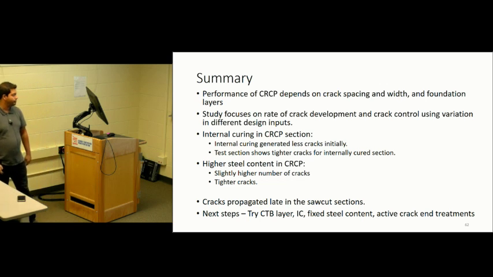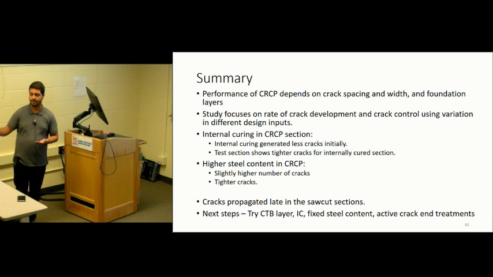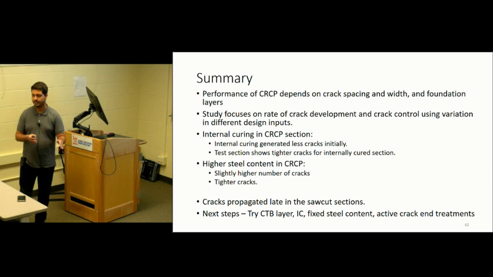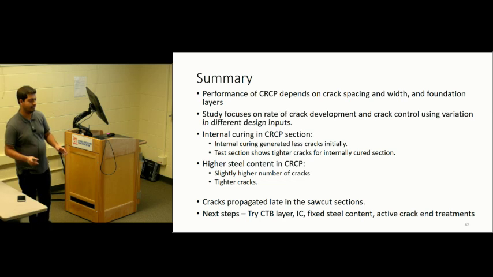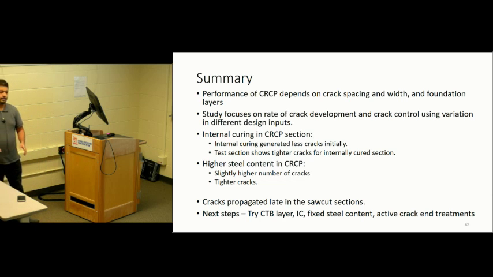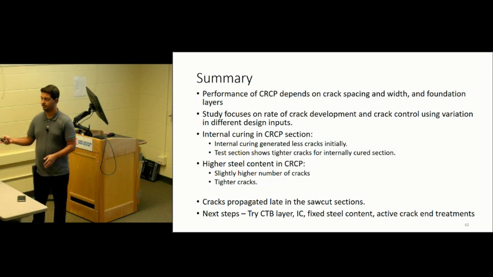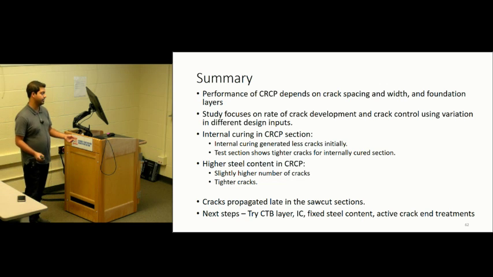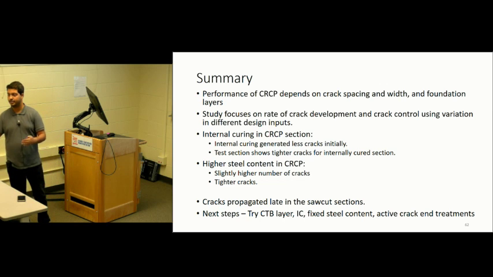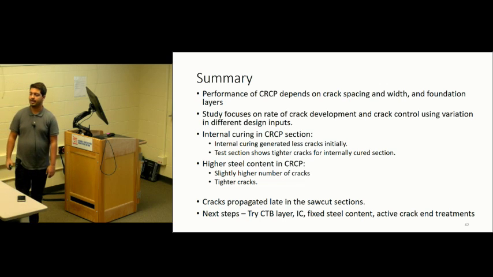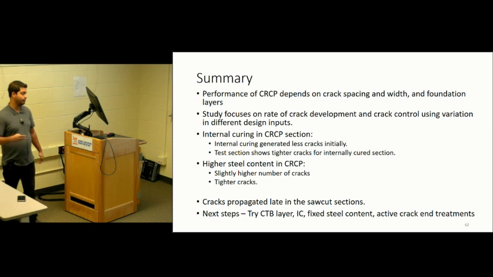So for the future, we can try the layer with CTB only. We have used an interlayer right now and microsurfacing. We can use a CTB layer. We can do more studies in internal curing. There has not been a lot of use of internal curing in CRCP. We can do more research on this using a fixed steel content, and using active cracking at the end terminal. The end terminal restrains the movement, and then we generally see a lower number of cracks at the end. So we can try a more aggressive way of active cracking at the end to provide more cracks there.